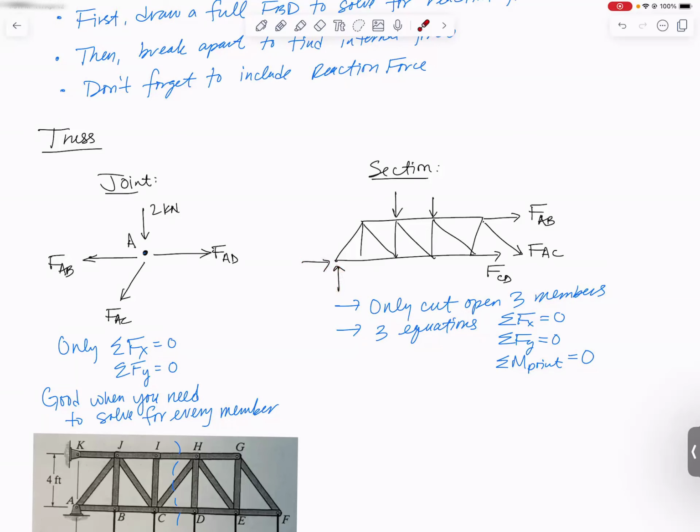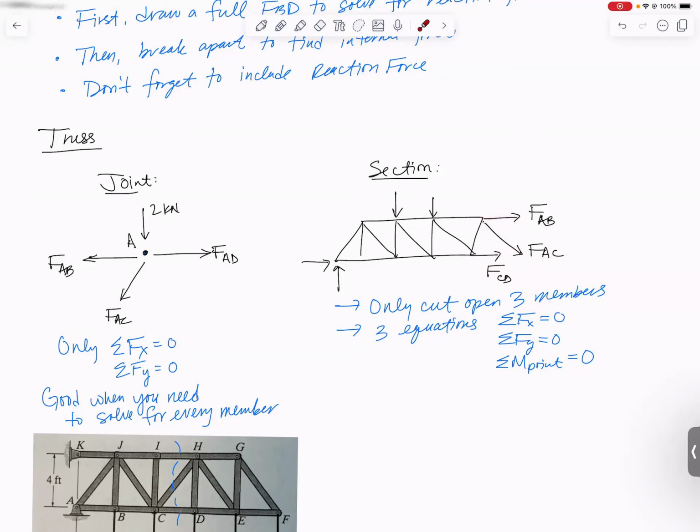It is usually helpful to sum moments at a point like, oh, this location right here, so that 2 of your unknowns disappear and you can solve for the 3rd one right away. And then you could also maybe sum moments about this point right here where these 2 forces meet. And then you'd be able to solve for this one. And then finally, summing forces in the X or Y direction will give you the 3rd unknown.